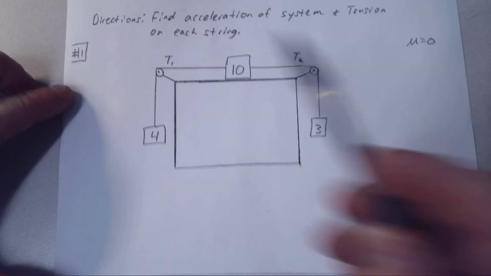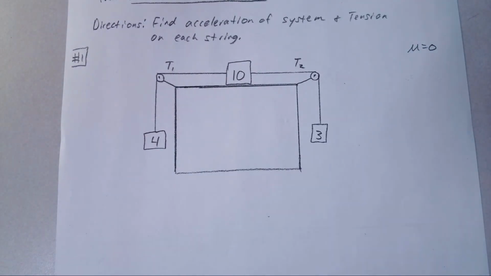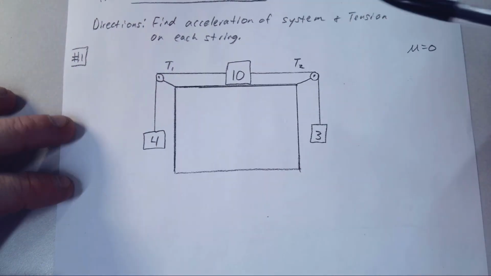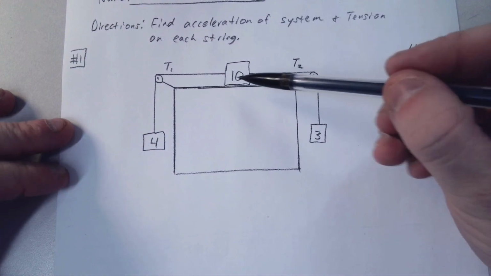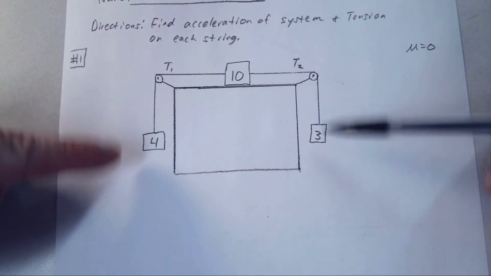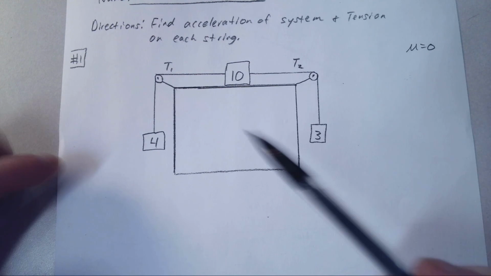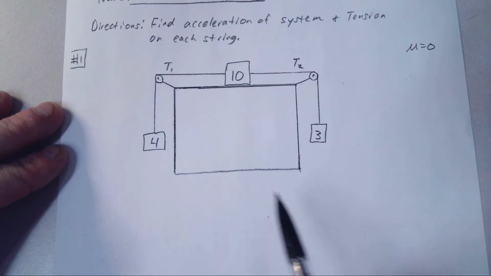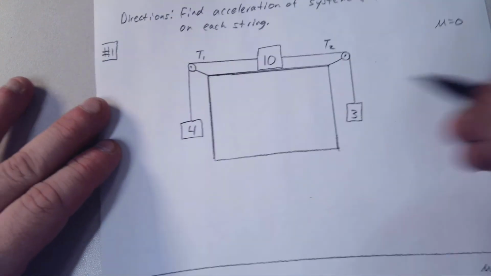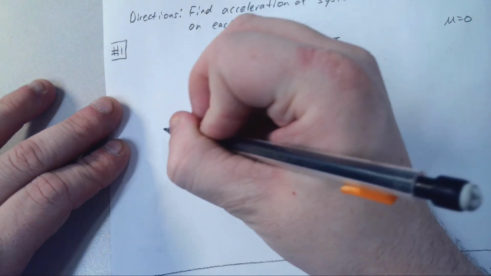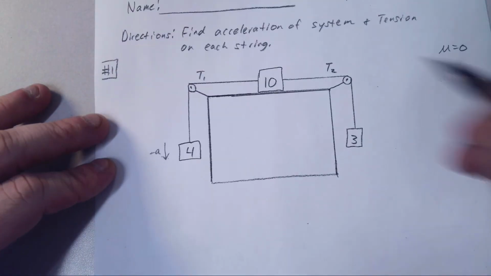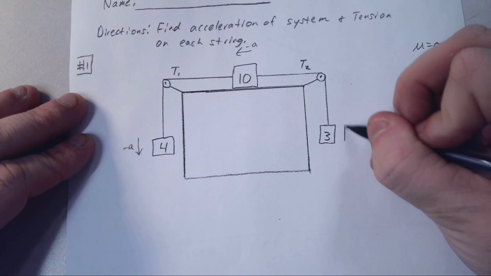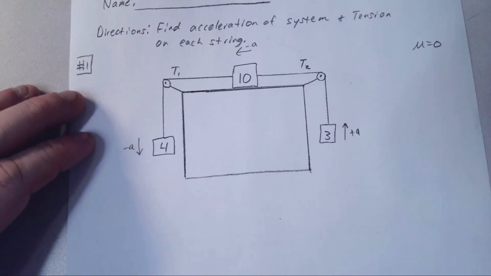The first thing says find the acceleration of the system and the tension on each string. The first thing we need to figure out is which way this thing is accelerating. Even though the 10 kilogram is the most mass, it's not deciding which way this is pulling because there's no net force on this. So the 4 kilogram being more massive than the 3 is going to cause this whole system to accelerate counterclockwise. So that is a negative acceleration there, which in turn causes this to be a negative acceleration, which also in turn causes this to go up, which is positive acceleration.